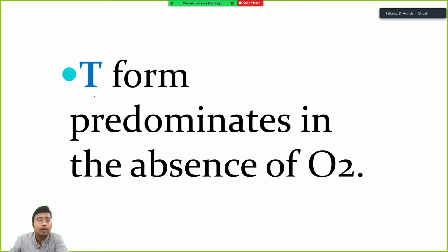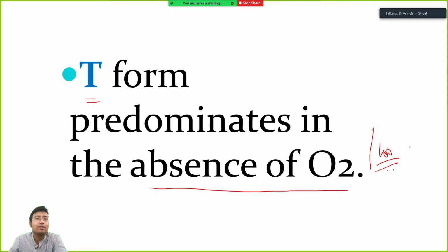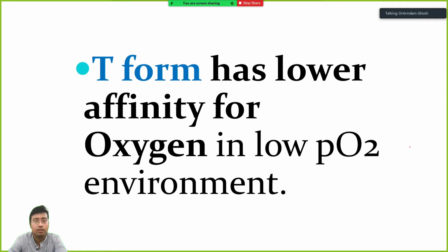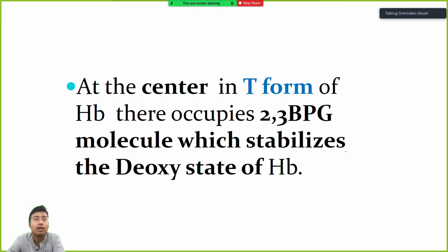So the T form, that is the taut form, predominates in the absence of CO2, or don't say absence, because the oxygen is never zero. It is present whenever there is low oxygen tension, that is at the tissue level. At the tissue level, hemoglobin exists in taut form. Okay, and naturally it has lower affinity for oxygen at lower PO2. That is why it doesn't suck up all the oxygen, it can let go. That is what we need, right? We need hemoglobin to change to T form, then only it can give out oxygen at the tissue level where oxygen saturation is low, right?